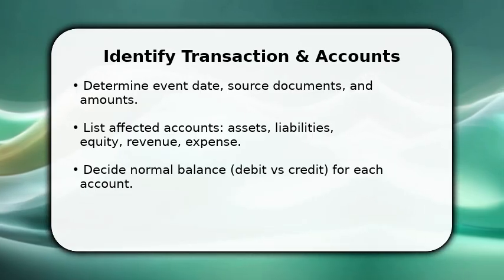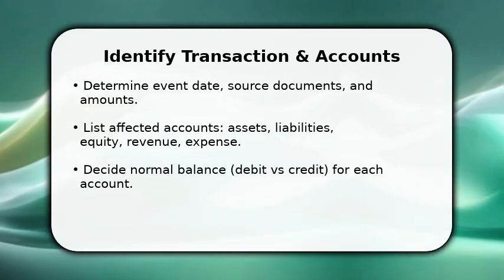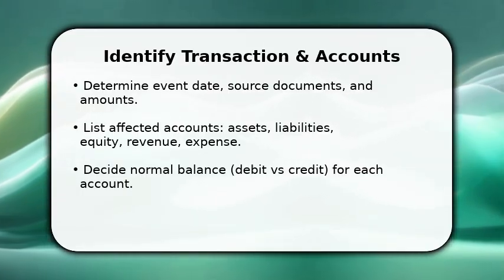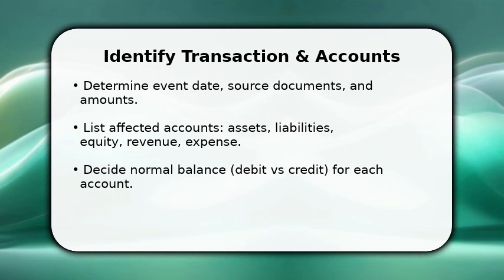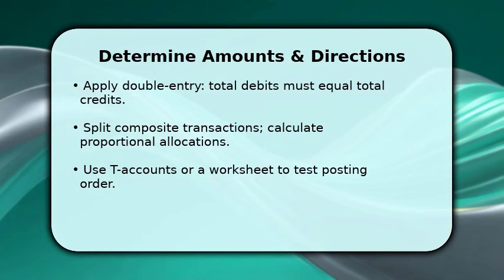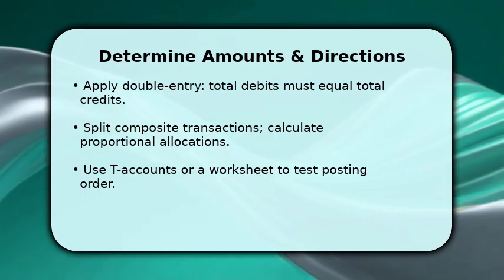Once done, allocate the magnitude to those accounts so totals will match. Make sure to record the economic substance, not just the label, because that determines proper classification and subsequent reporting. Now you calculate precise amounts and assign directions.